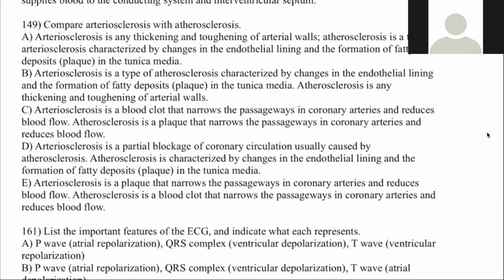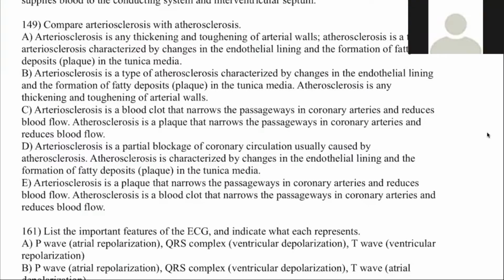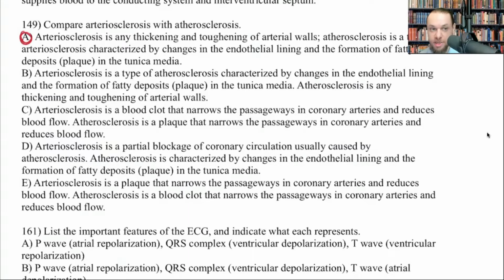This one is compare arteriosclerosis and atherosclerosis. I can't pronounce it. I will go with A. Arteriosclerosis is any thickening and toughening of artery walls. Atherosclerosis is a type of arteriosclerosis characterized by changes in the endothelial lining and the formation of fatty deposits or plaque in the tunica intima. Yeah, that is the correct choice, right?